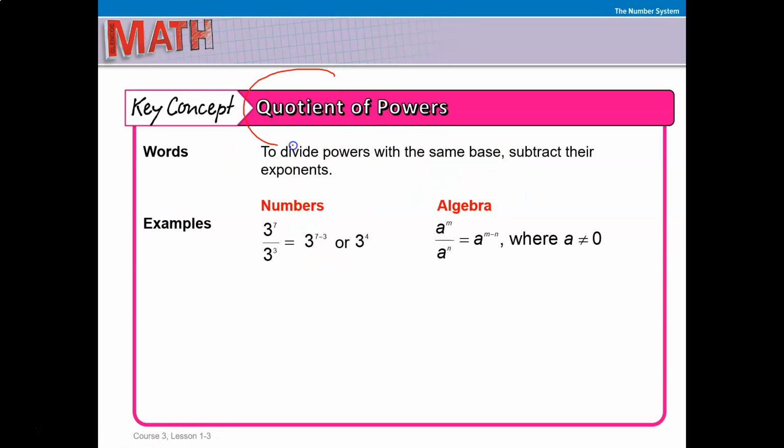Now let's talk about quotient. If you add your exponents when you multiply, you are going to subtract them when you divide, if they have the same base. 3 to the 7th divided by 3 to the 3rd would be 3 to the 7 minus 3, or 3 to the 4th. a to the m divided by a to the n would be a to the m minus n.